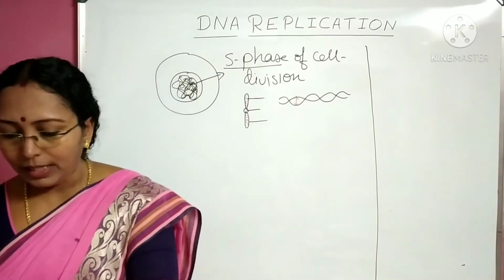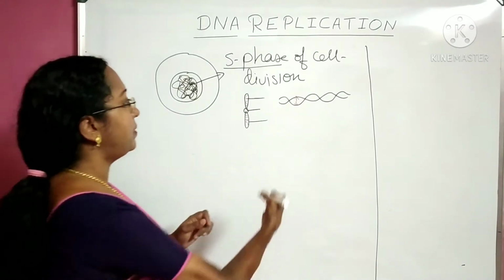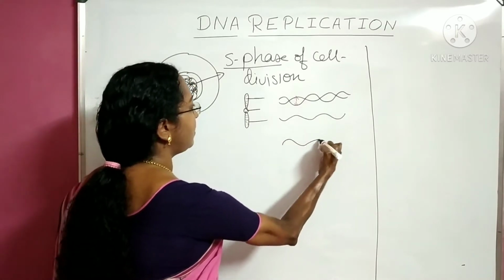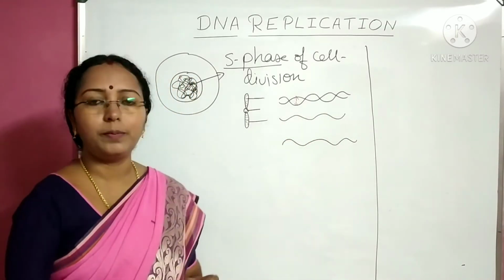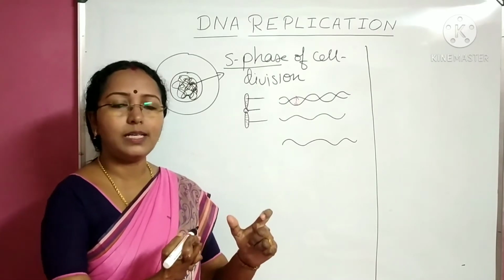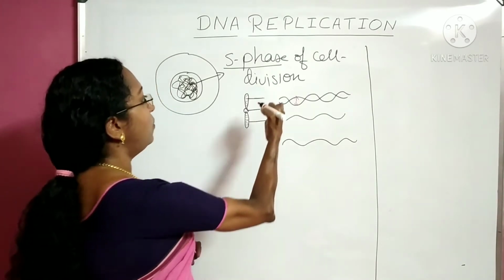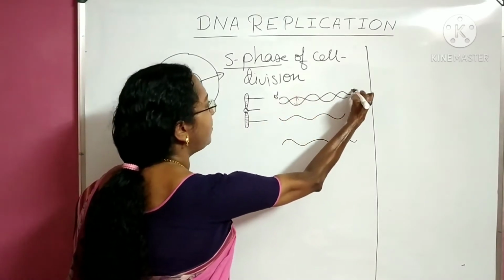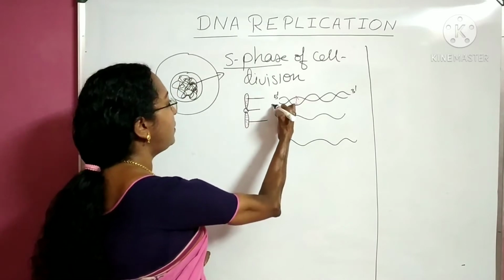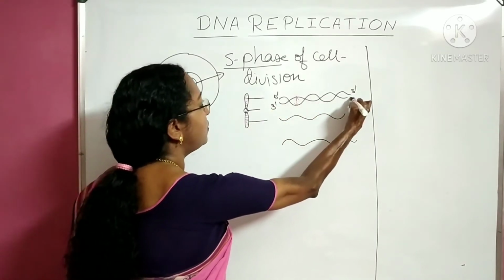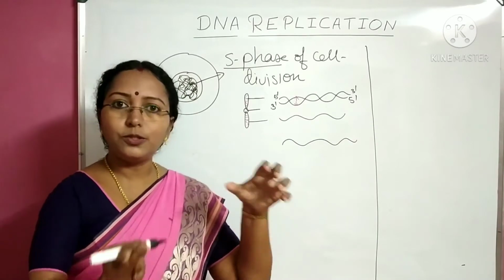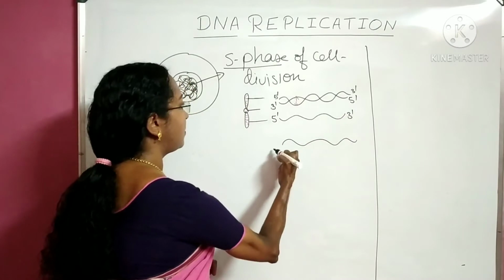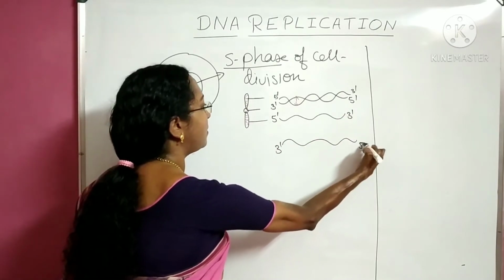When these two strands are opened up, one strand is here, another strand is here. How can I distinguish between these two strands? Based on their polarity. One strand is running from 5' to 3' direction. Another strand will be running from 3' to 5' direction. So these two strands first have to be separated.